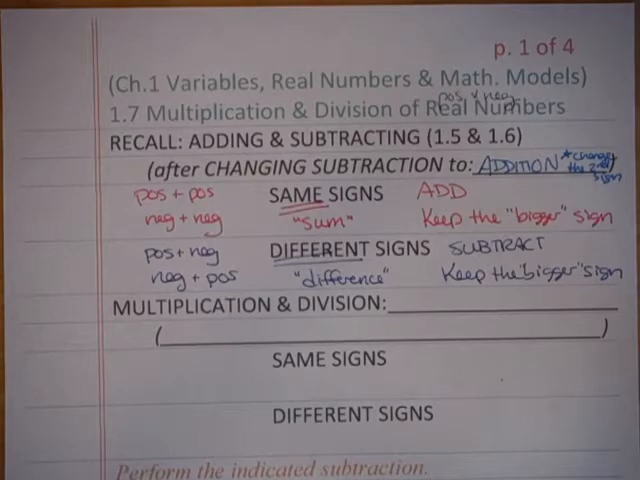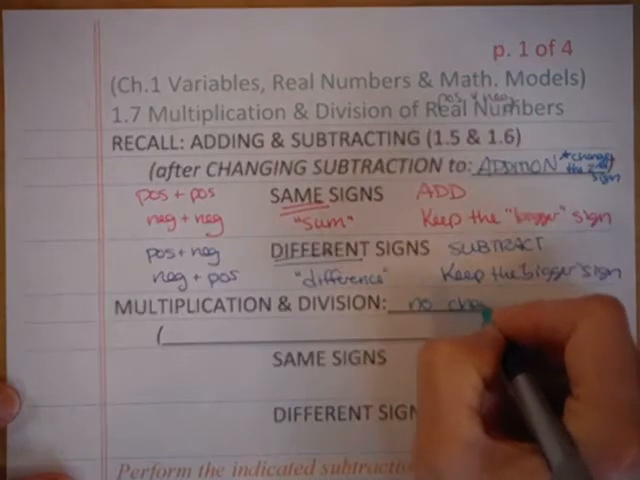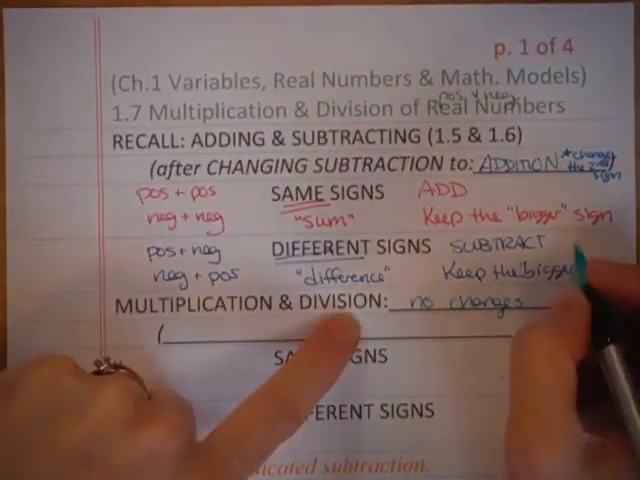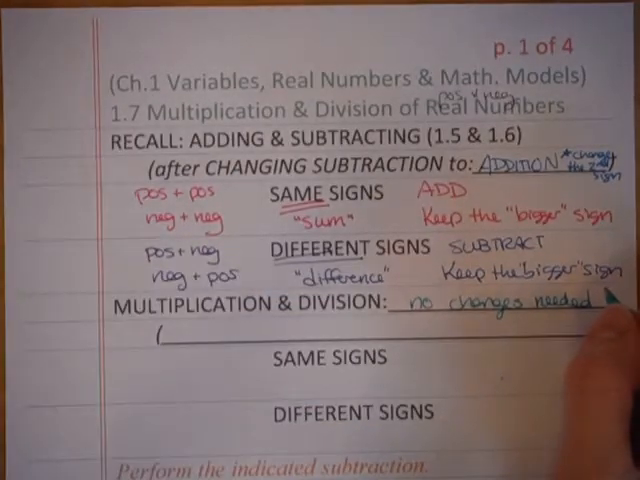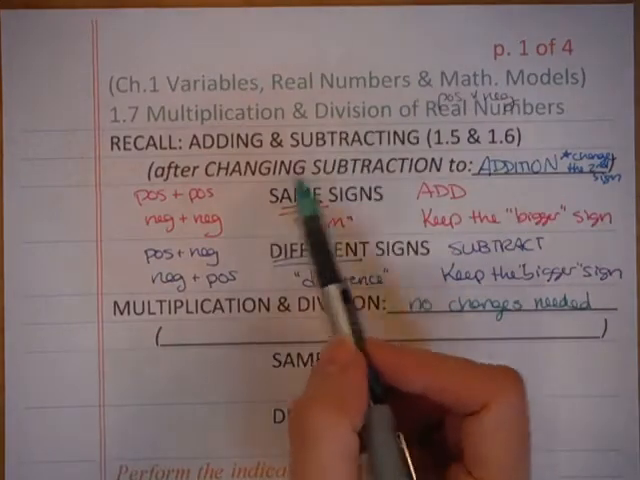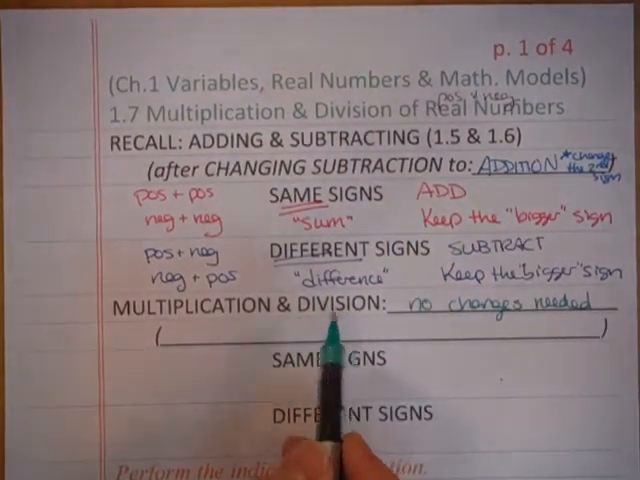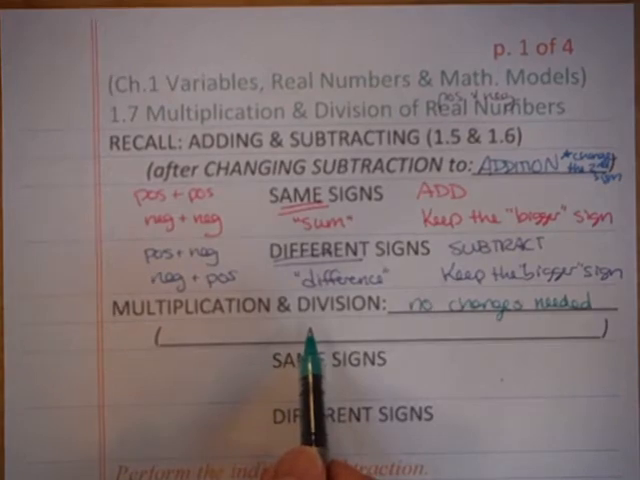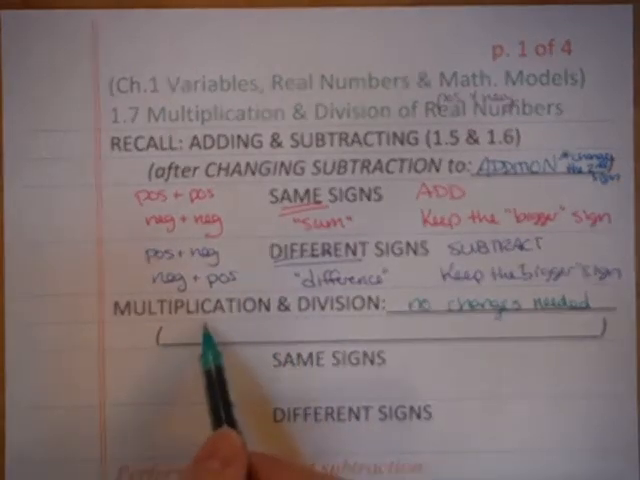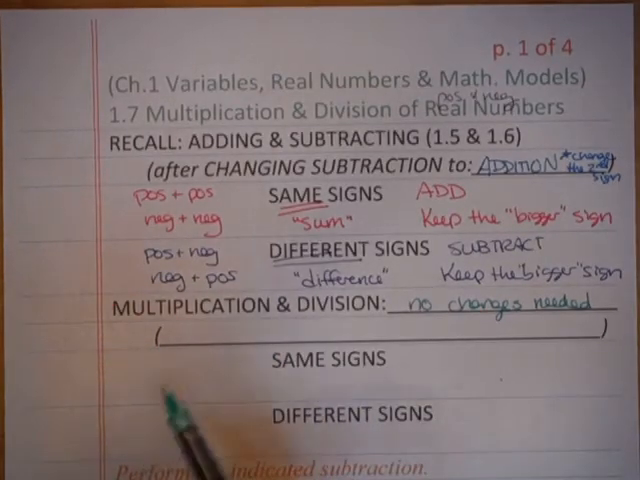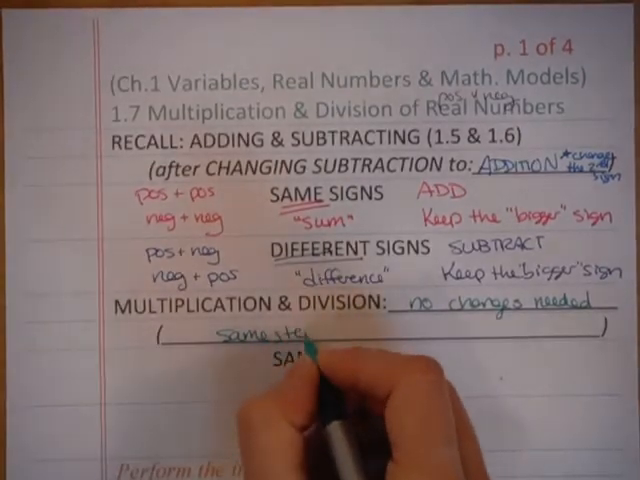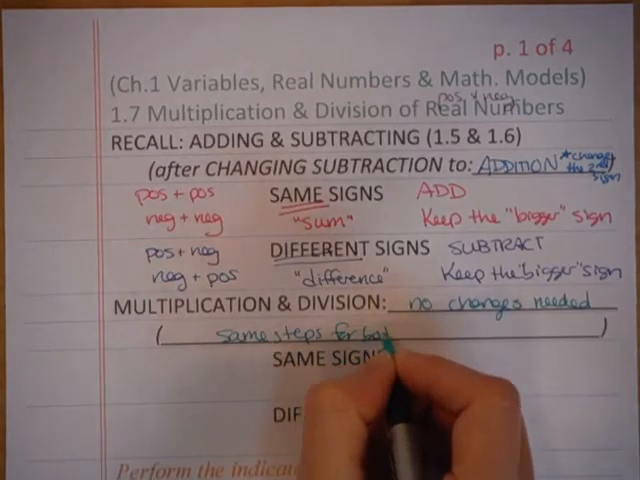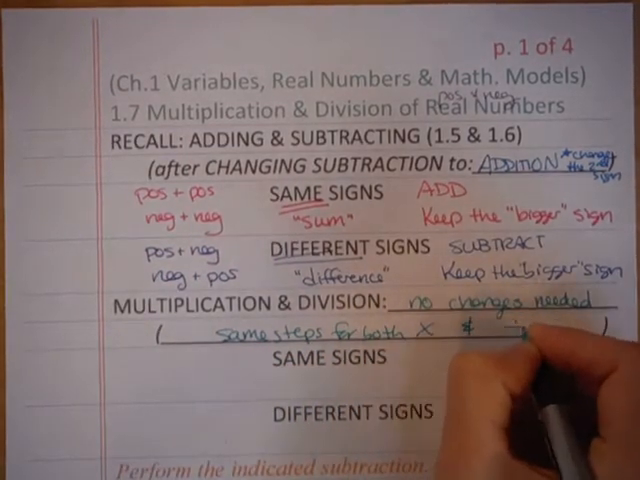The fun thing about multiplication and division, kind of the little break that's offered here, is there's no changes needed. It's the same rules for multiplication as it is for division. You don't have to do anything to be able to multiply and divide positive and negative numbers. There's no changing subtraction to addition. There's no changing division to multiplication. You can if you want to. In fact, all division really is multiplying by the reciprocal or the inverse. But there's no changes needed here. It's the same steps for both multiplying and dividing.